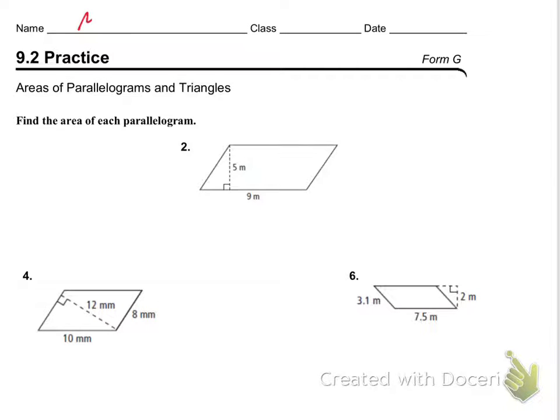All right, so the first one here, remember to find the area of each parallelogram, I need to do base times height. When it comes to a parallelogram, I look for the 90 degrees. So I know that this is my height, this is my base. I would just do 9 times 5. That would give me 45 meters squared.